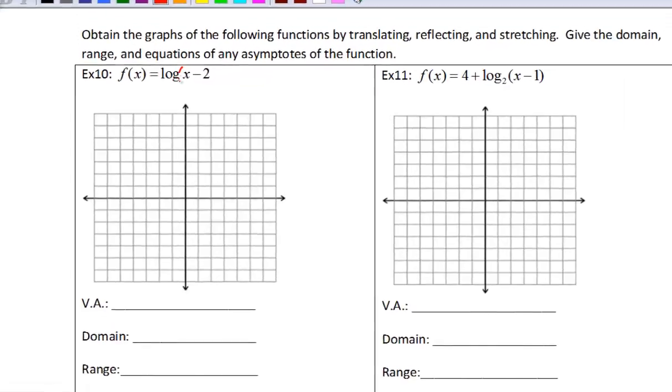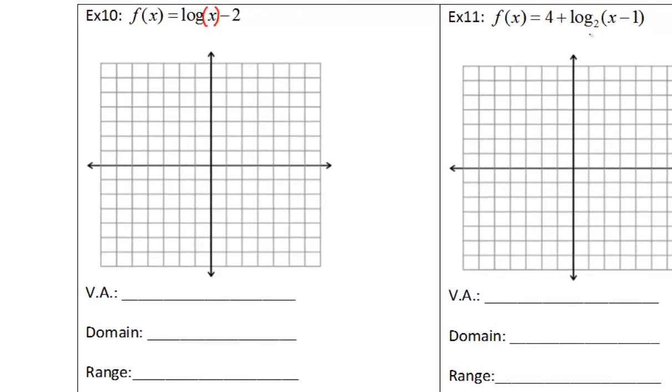The thing you're taking the log of is just x. It would be in parentheses, like it is for example 11 over here, if it was a horizontal shift. But it's not, so this is a vertical shift, and this is a vertical shift that tells me to go down 2 units. Well, I know I'm going down 2 units, so I don't have a horizontal shift, which means my vertical asymptote is going to stay at x equals 0. So I'm just going to go ahead and draw that in because that was really easy.